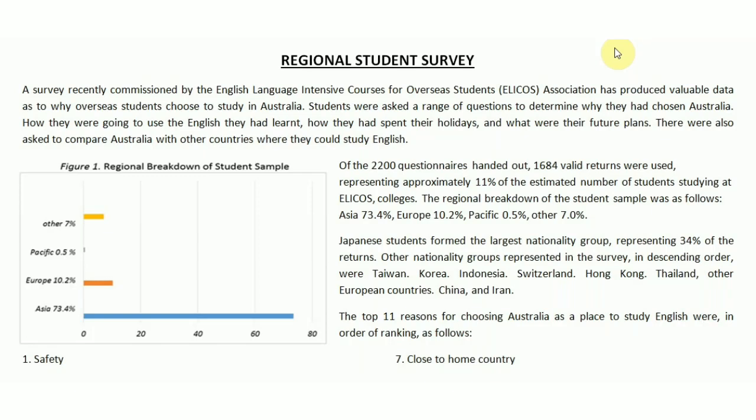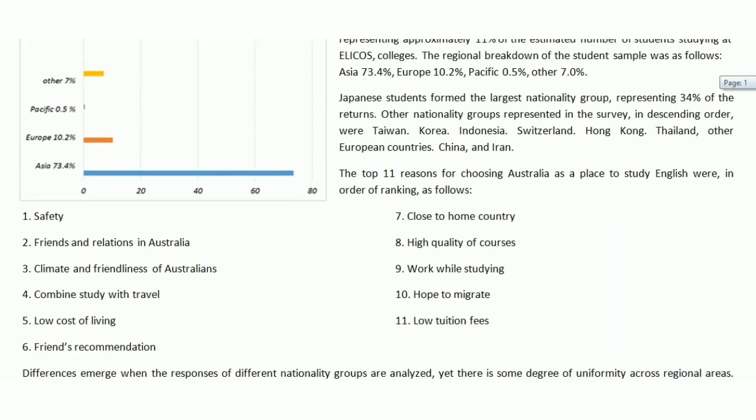So today we are gonna do the discussion of a reading passage, and the title of the passage is Regional Student Survey. So this IELTS reading passage we are gonna discuss today. So let's see what's in the passage. Regional Student Survey.